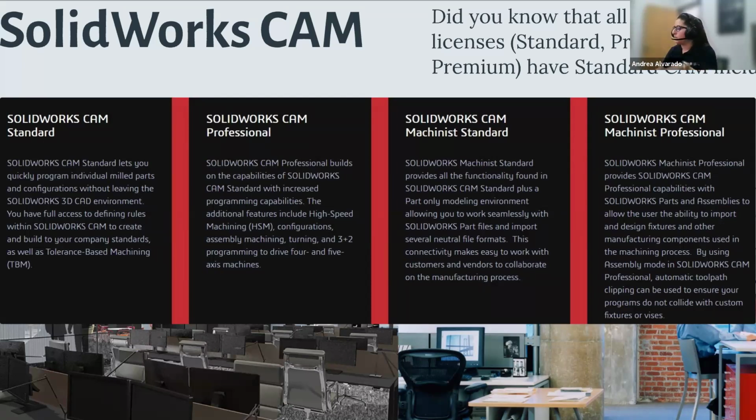If you do not do a lot of SOLIDWORKS modeling, you could purchase a machinist standard license, which does basic part modeling. Doesn't include drawings, assemblies, but it's mostly focusing on the CAM part of the program. Same thing with the machinist professional. It allows you to do assembly machining versus just part machining, and a little bit more capabilities than the original standard machinist program.